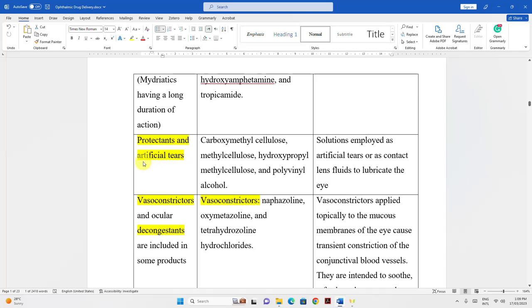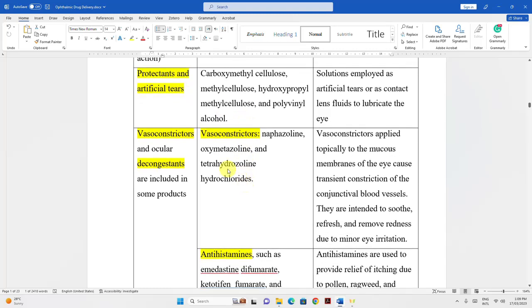Protectants and artificial tears, especially when the eyes are dry, and because of their dryness the patient might be itching the eyes and not feeling comfortable. In this case you can give artificial tears, which include polymers like carboxymethylcellulose, methylcellulose, hydroxypropyl methylcellulose, polyvinyl alcohol. Also the hyaluronic acids are used in this regard.